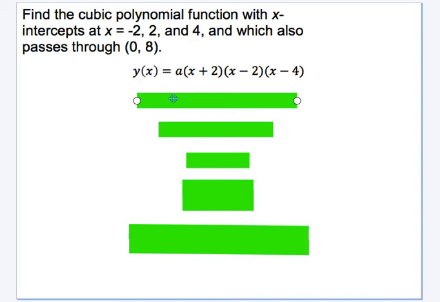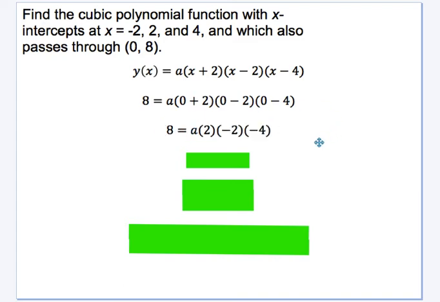Now your a, you're looking for your leading coefficient. Replace your x's with 0 and replace your y with 8. And you get this. Go ahead and simplify each formula that's in parentheses. And you get 8 equals a times 2 times negative 2 times negative 4. Go ahead and do all the math. You get 8 equals a times 16.